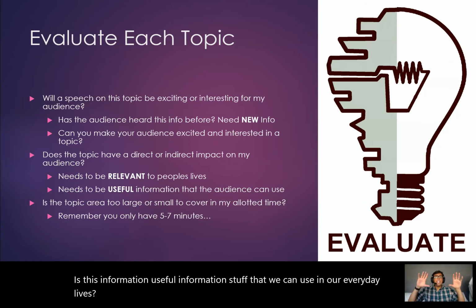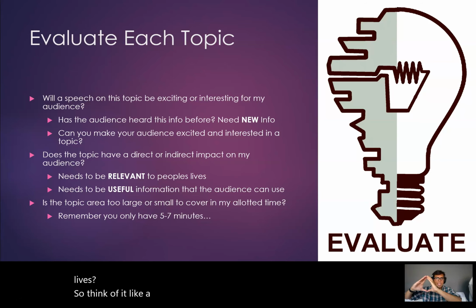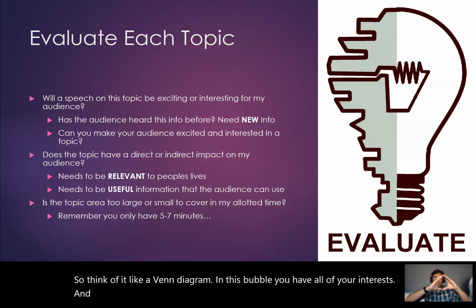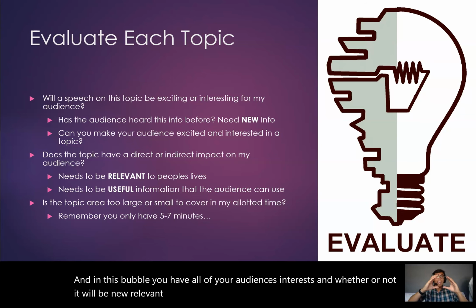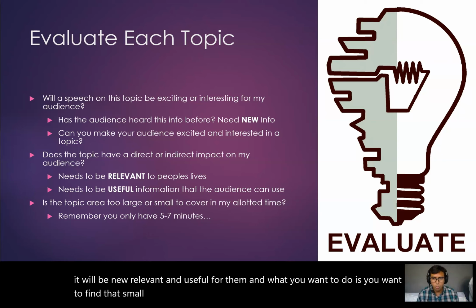So think of it like a Venn diagram, where in this bubble you have all of your interests, and in this bubble you have all of your audience's interests and whether or not it'll be new, relevant, and useful for them. And what you want to do is find that small sliver where it is both.